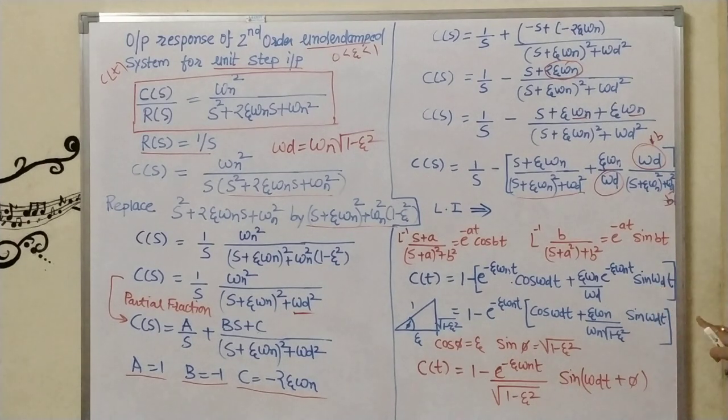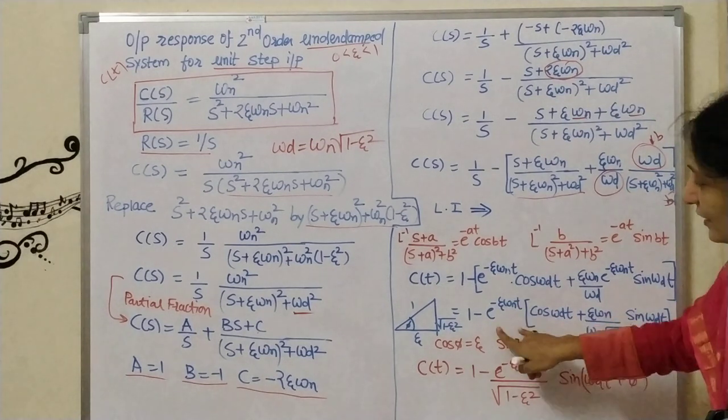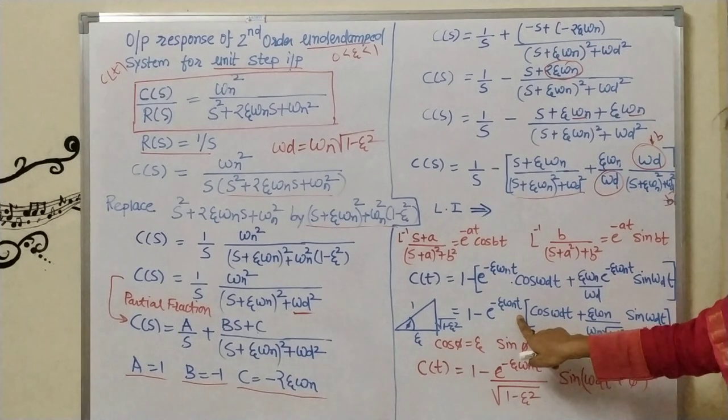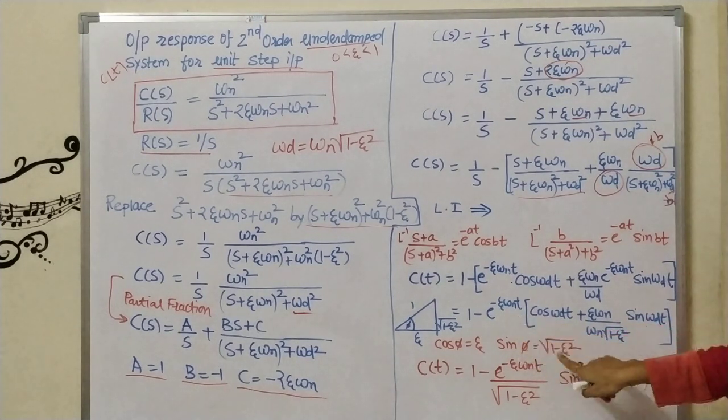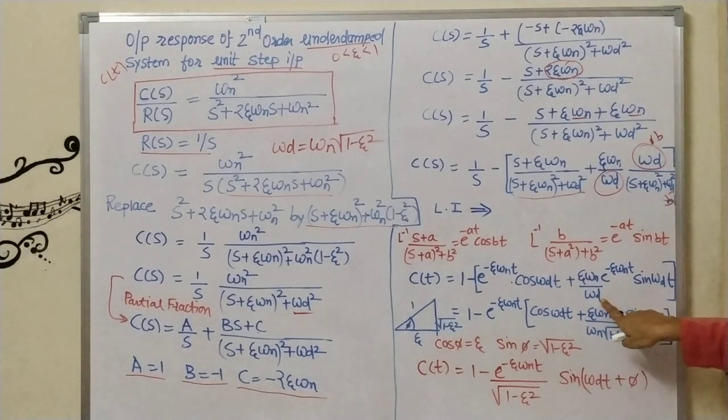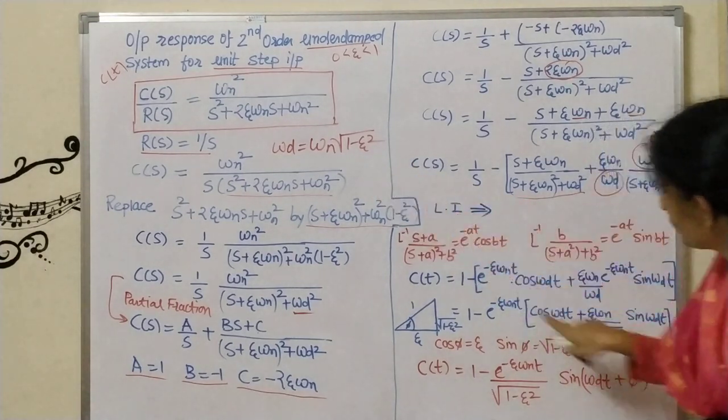Okay. Now see, I have taken Laplace inverse, but I need a simple form of output equation so that we can remember that output equation and we can solve the numerical. So what I did here, look at this, 1 minus e to the power minus zeta omega nt, okay, and here actually what I did, I have replaced this omega d with omega n under root of 1 minus zeta square.